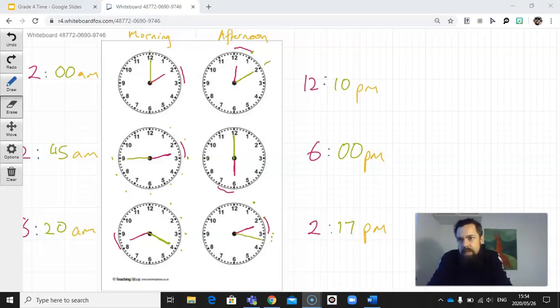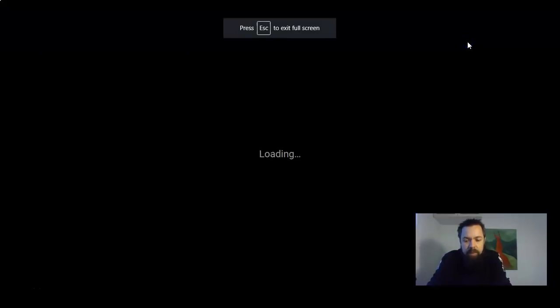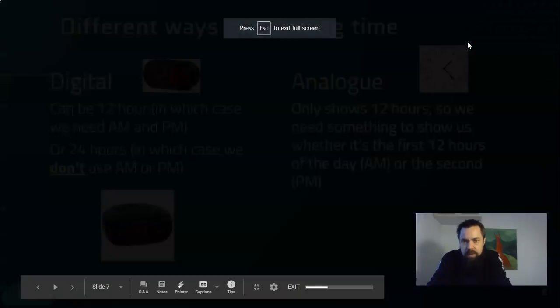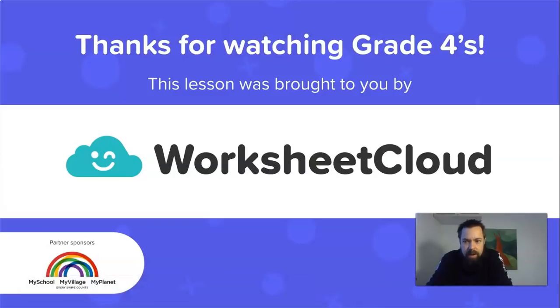So I hope that process of reading digital time and putting it into analog time and putting it into digital time is making sense and is something that you will be able to do from now on. Deliberately just kept it as one simple skill for today because I know that time can get a bit confusing. And grade 4s, that is all the time we have today.